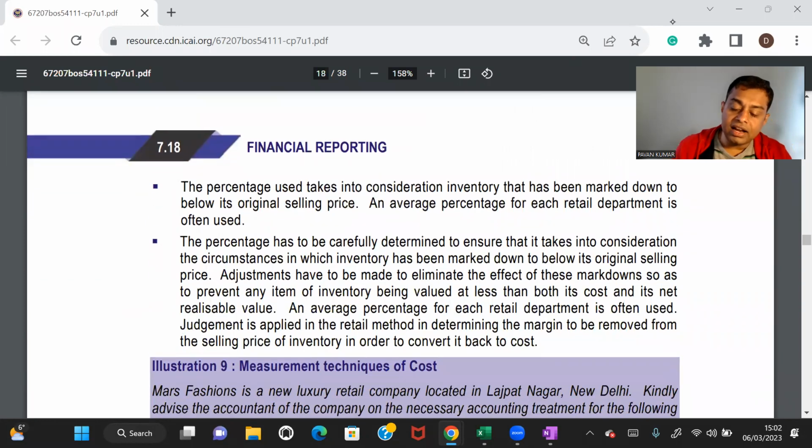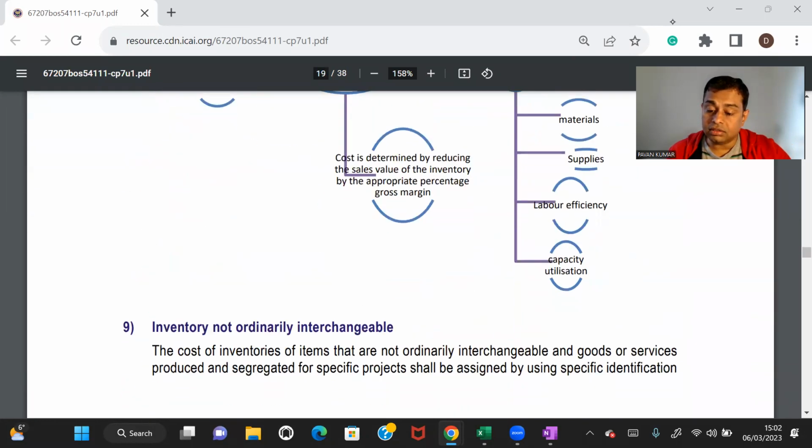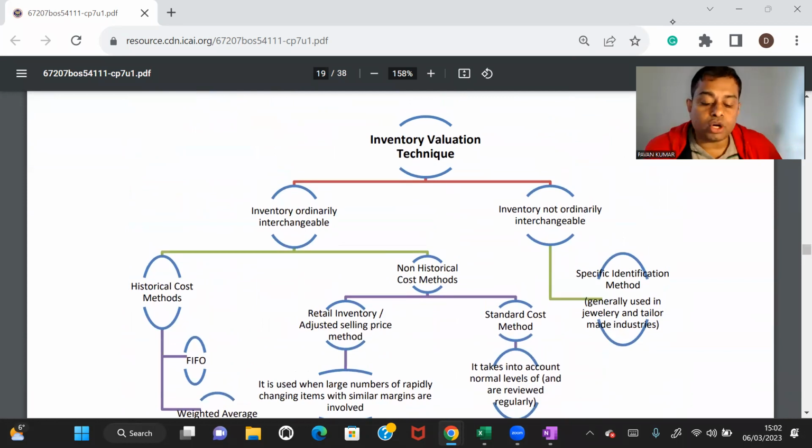You understand? So the standard uses one beautiful chart, this one. Very, very important: inventory items that are interchangeable, and inventory items that are not interchangeable. If they are inventory items which are not interchangeable, there is a technique called SIM, specific identification method. So you need to identify the inventory. Don't use FIFO. Don't use weighted average method. So look at that and try to identify this.